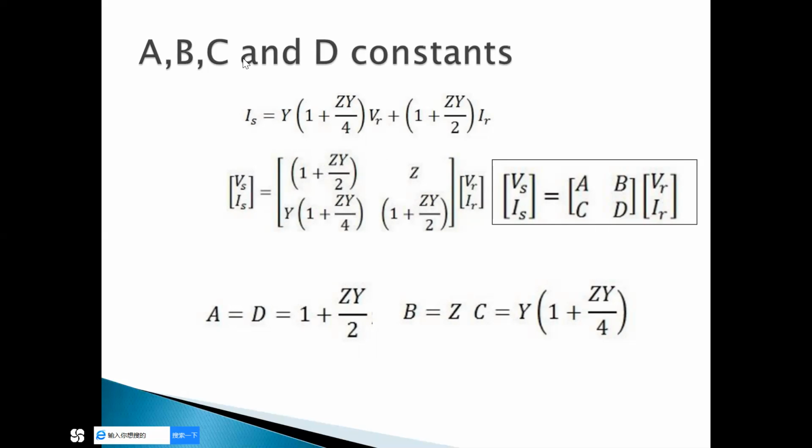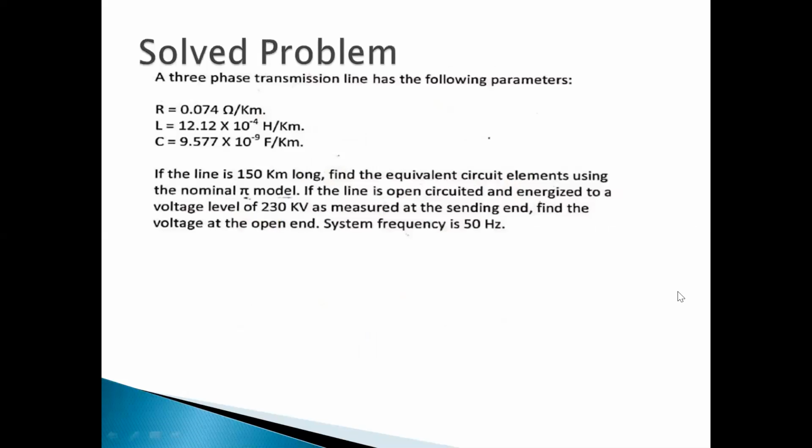Normally, if you recall from the previous semesters, it's easy. So this is the solved problem. We are going for it. This is the first problem on your sheet number 4, I think, or 5. A three-phase transmission line has the following parameters: resistance, inductance, and capacitance.